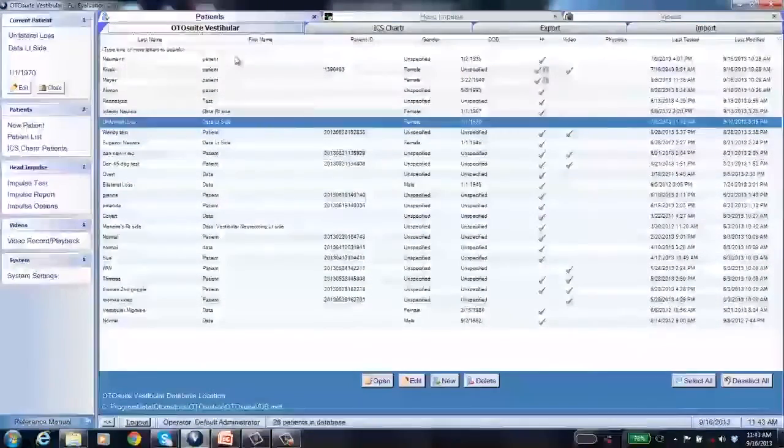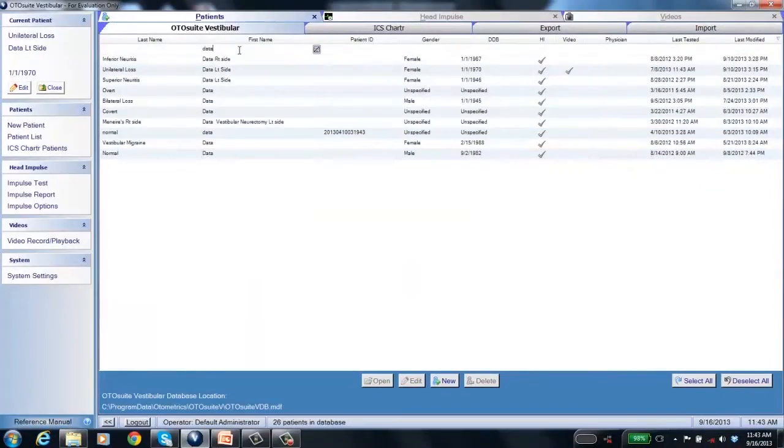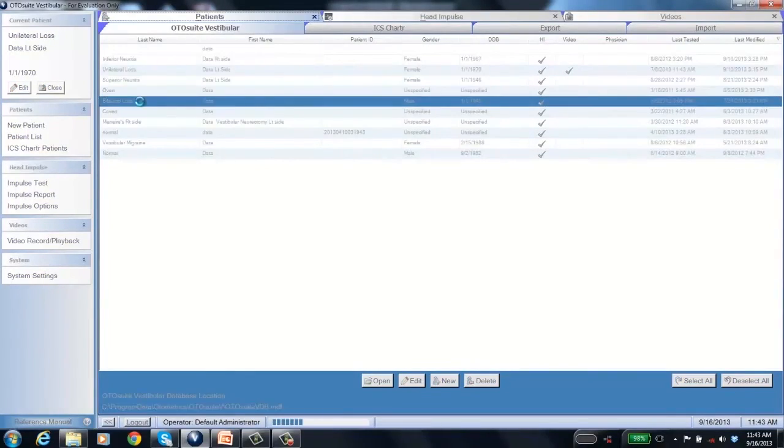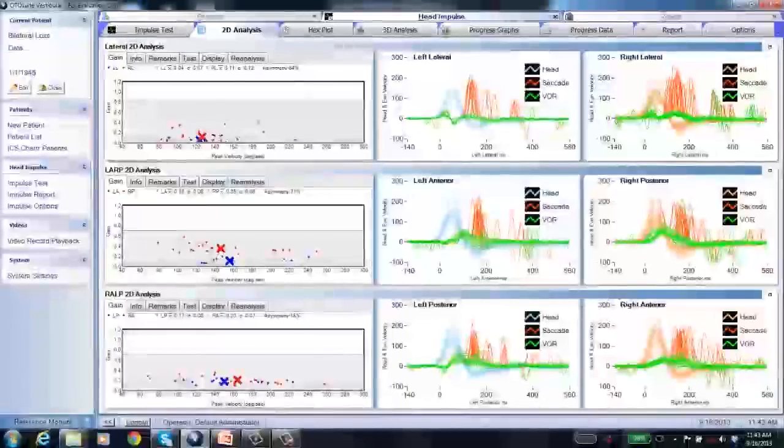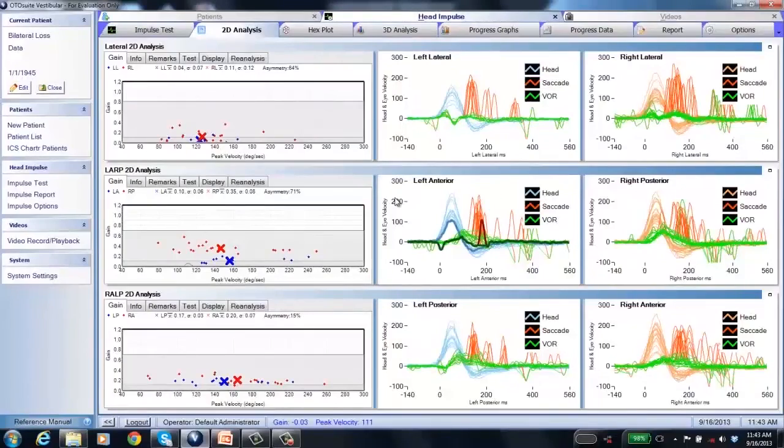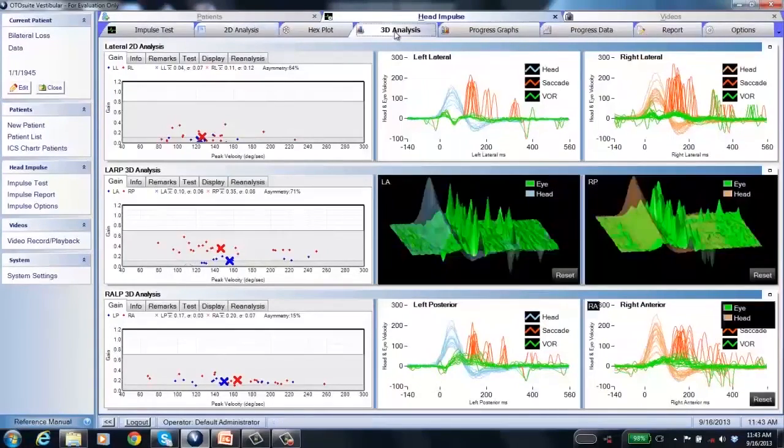Okay, let's go back to our list and look at a bilateral loss. Here we have covert saccades in all 6 canals: right and left lateral, right and left anterior, and right and left posterior. And all of the gains are in the gray region. Let's look at this in 3D.